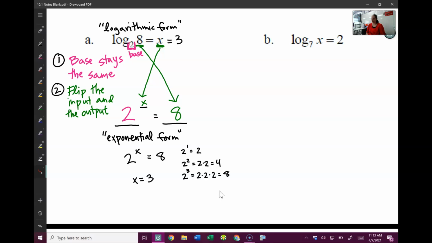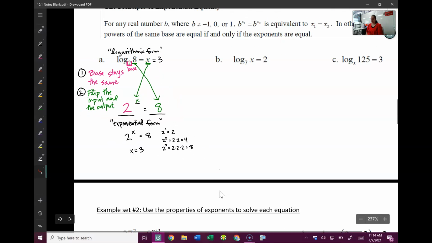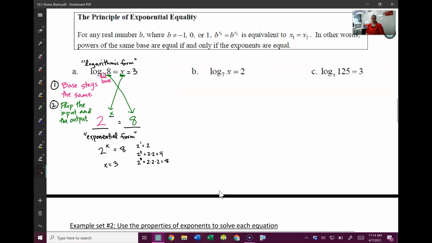in logarithmic form. So what I want you to do next is to pause the video, use these 2 steps to write B and C in exponential form, and then see if you can solve both of them from there. So pause the video and try out B and C on your own.